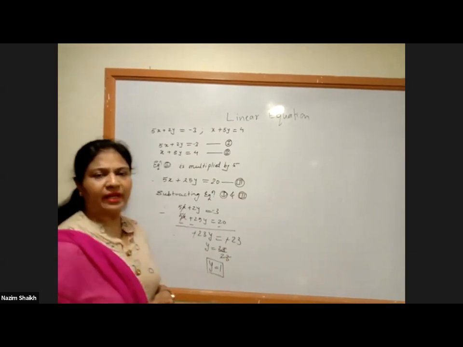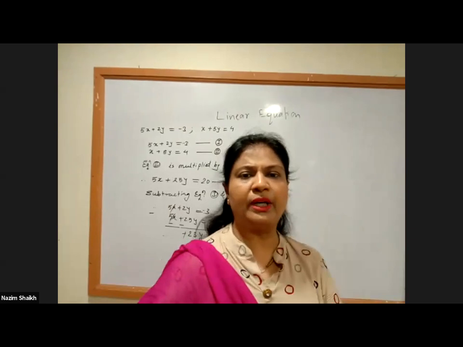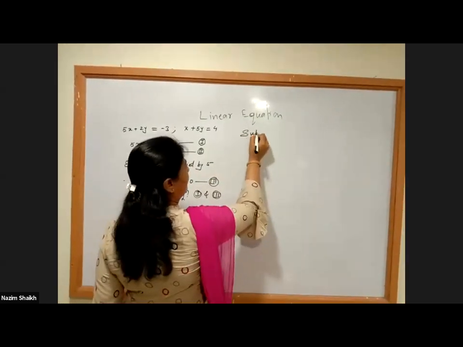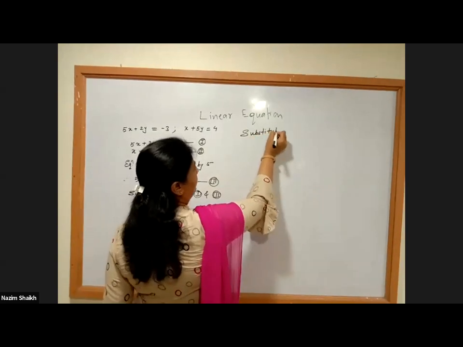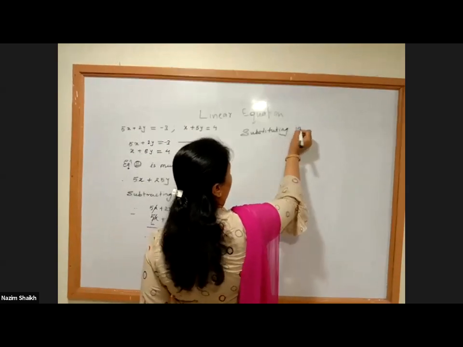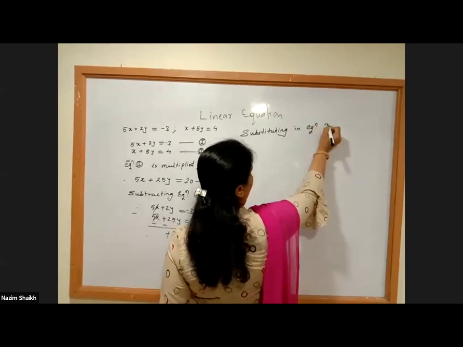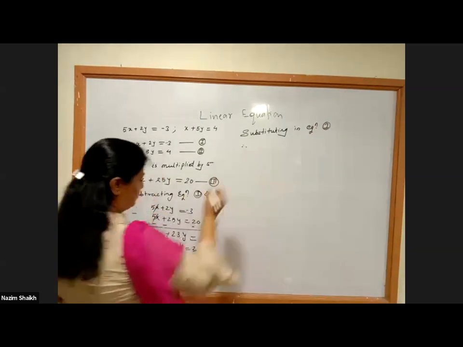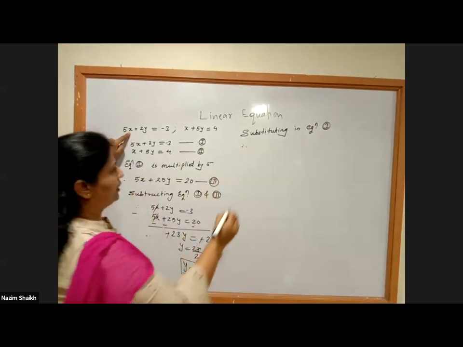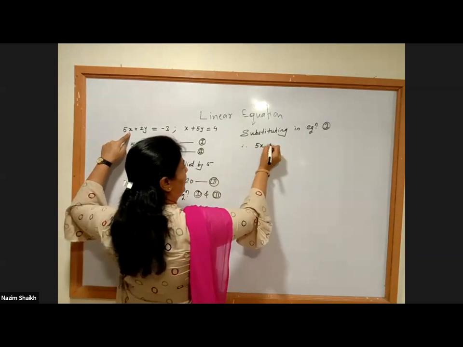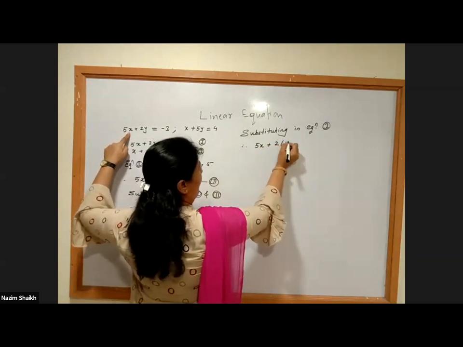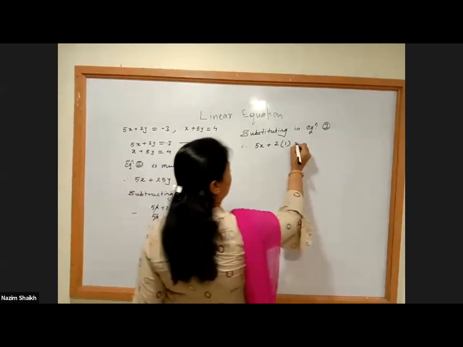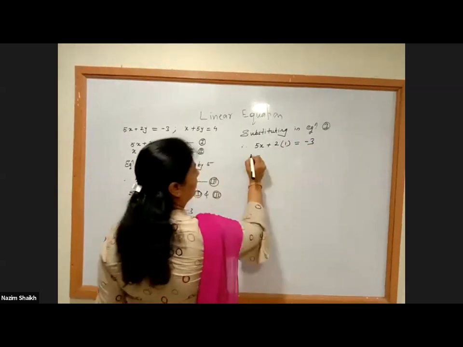Once you get the first variable, you can substitute that value in any of the equations. So next step, substituting in equation, suppose 1. So y is equal to 1. I can write down in the first equation 5x plus 2y. Instead of y, what I'm going to substitute? Y's value, that is 1, is equal to minus 3.